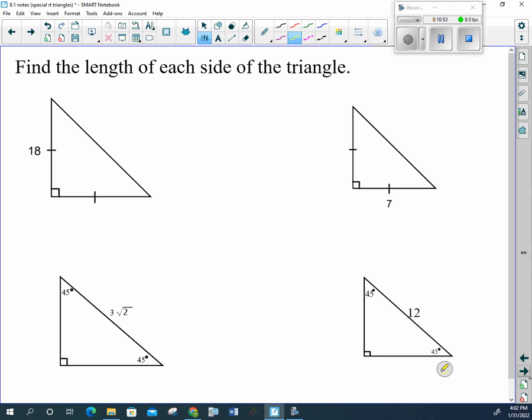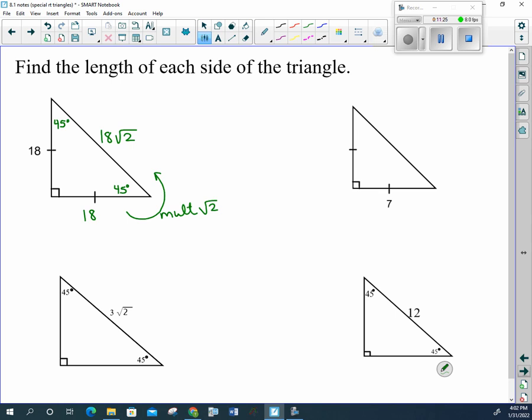Okay, so it says find the length of each side of the triangle. So this is a 45-45. It's marked isosceles, so that means these two have to be 45 degrees. And if this side's 18, the base here is 18. And we just learned that if I'm going to go from a leg to a hypotenuse, it's going to be the square root of 2 longer. I'm going to multiply by the square root of 2. So it's going to be 18 square root of 2.